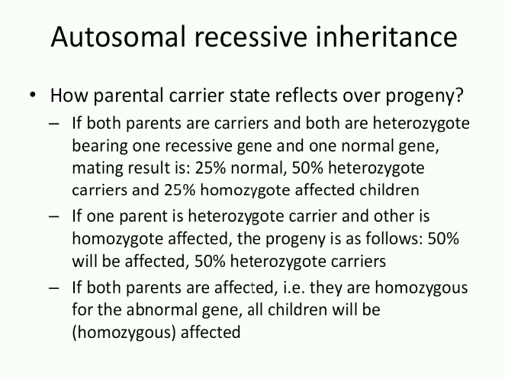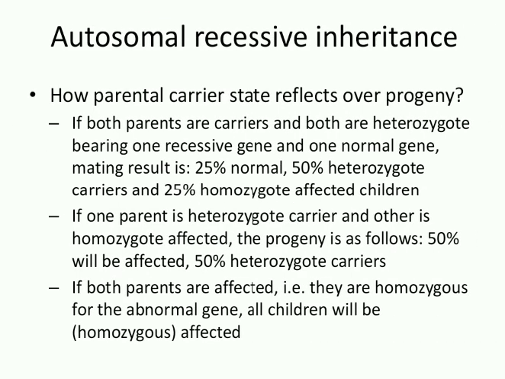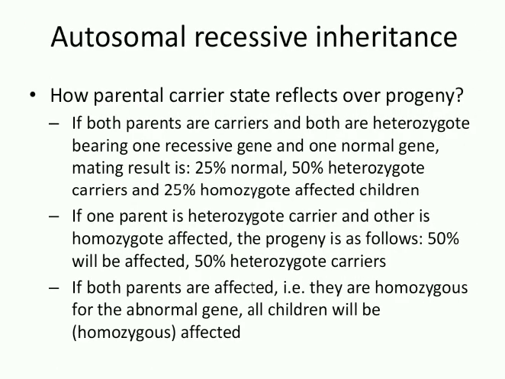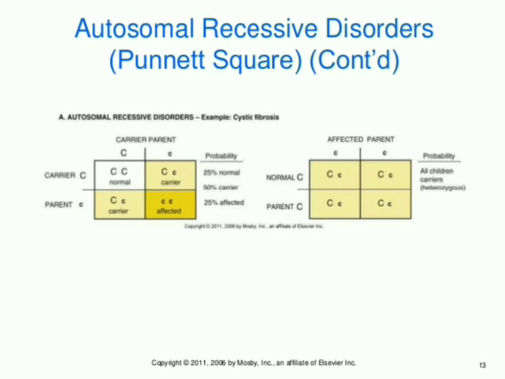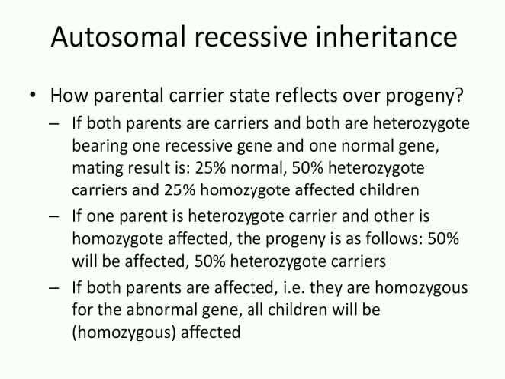In the Punnett square you can play with the combinations. If both parents are carriers, as depicted on the left side of the Punnett square, then 25% of the kids are normal, 25% are homozygote, that means affected, and 50% of the kids are carriers. Now, if one parent is a heterozygote carrier and the other is a homozygote, just play with it.